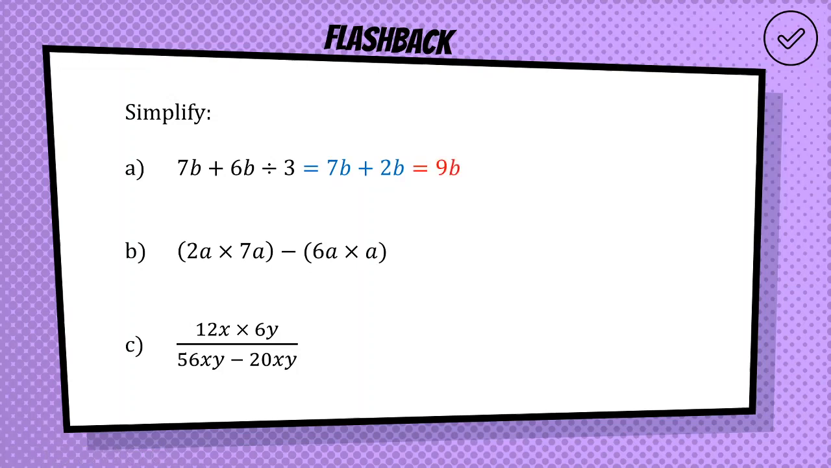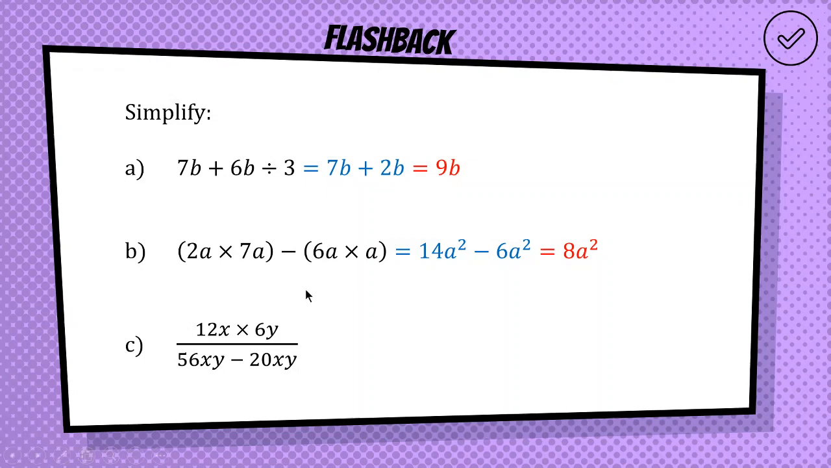Again, for the next one, order of operations says you need to do what's inside your brackets first. So we'll do 2a times 7a will be 14a squared. And 6a times a is going to be 6a squared. So now we're doing 14a squared, take away 6a squared, collecting the like terms, 14 minus 6 is 8, so your answer is 8a squared.